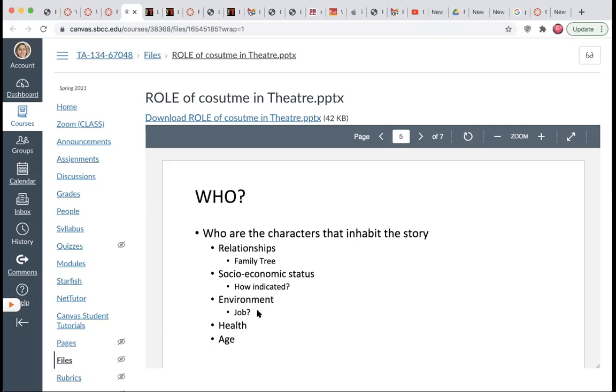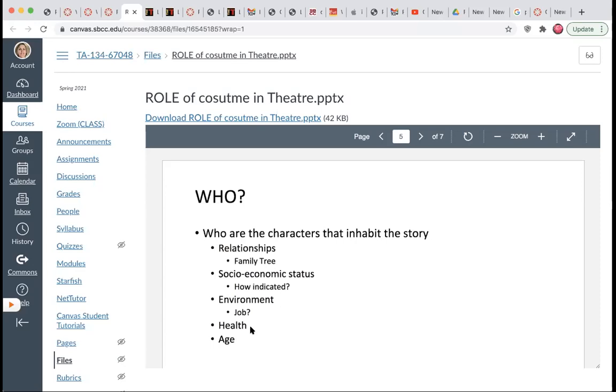What is the job? For example, the man in the uniform in Murder on the Orient Express would have been easier to identify had he been wearing a hat. Then we would have known, is he a policeman or is he the conductor? We really couldn't tell the information from there, and maybe that's important for us to know.